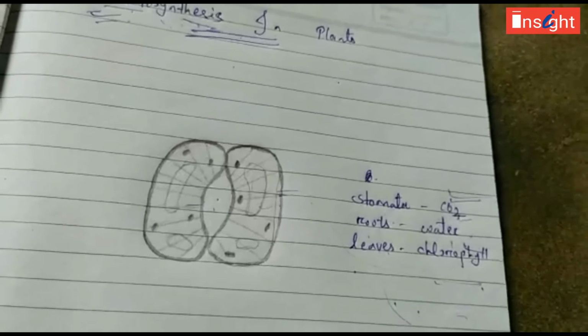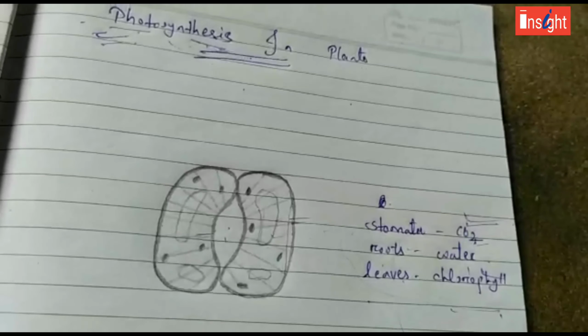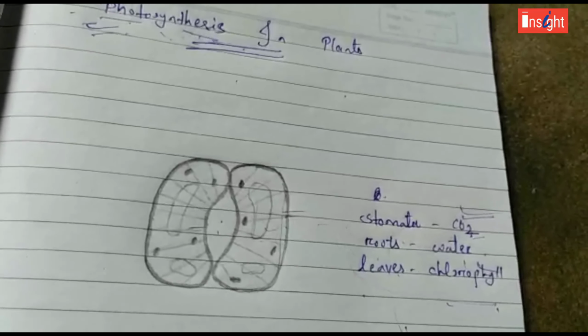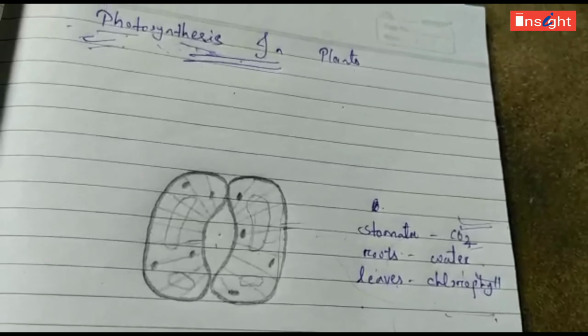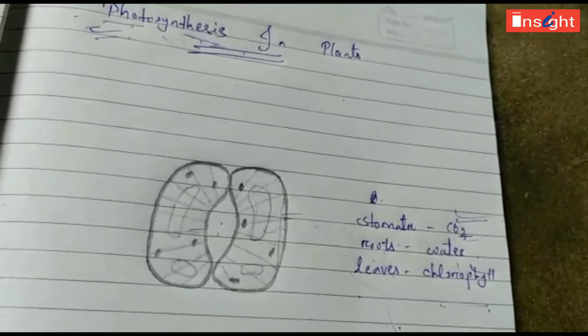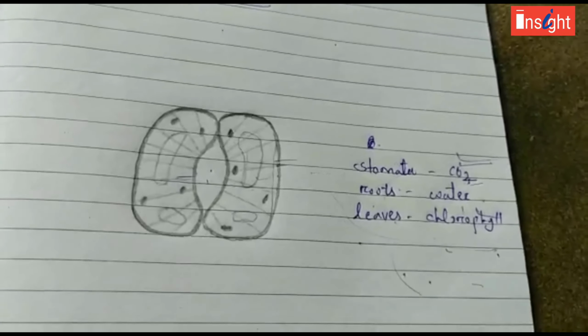So during the process of photosynthesis, light energy is converted to chemical energy. The plants absorb energy from the sun and use it to convert carbon dioxide and water into glucose and oxygen. Then again glucose is converted to other complex substances to get stored in the plants.